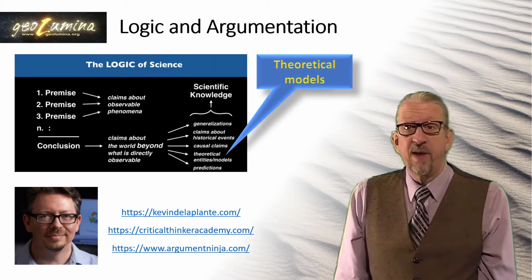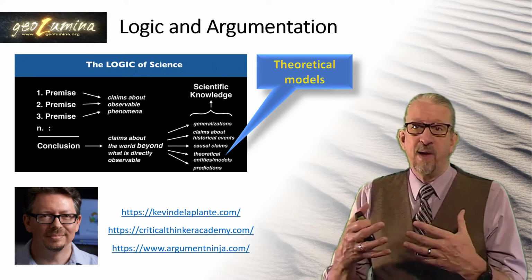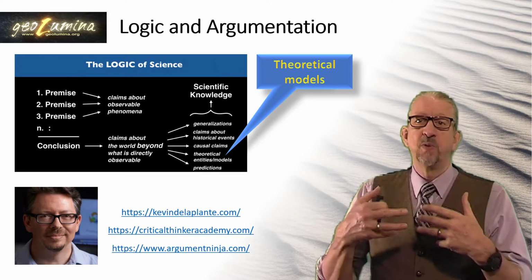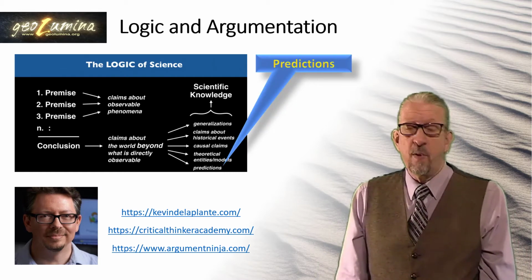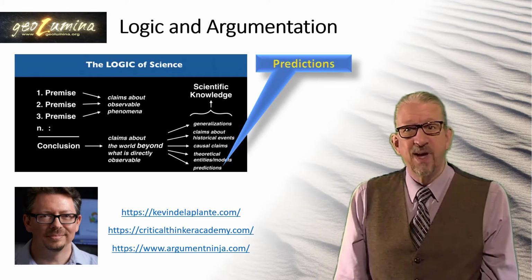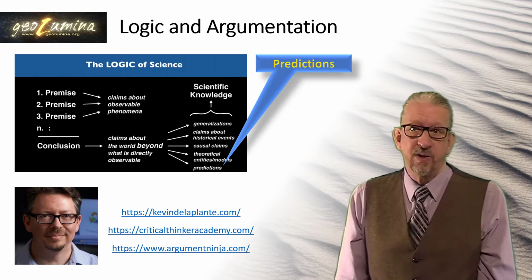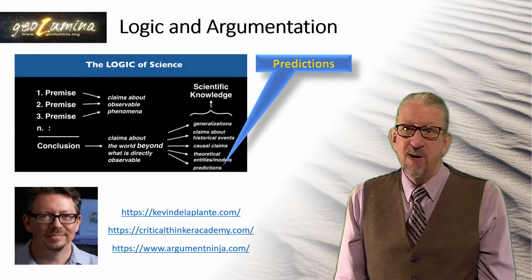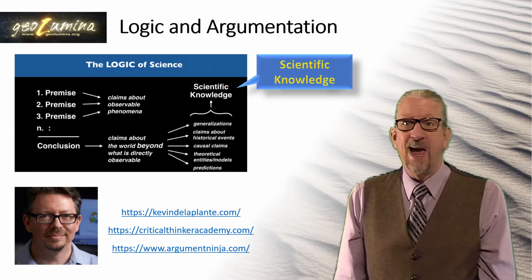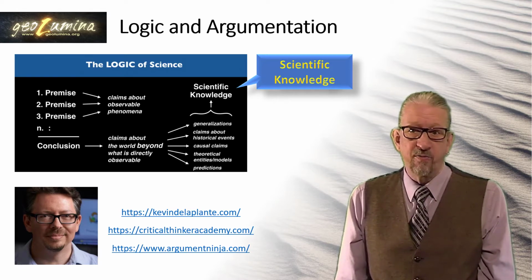And those are the theoretical models. So out of that argument, we may come up with a series of causal relationships which we build into a theoretical model from which we make predictions. And then we can go out into the world and test those predictions. So that is the logic of science. That's what we do in order to gather scientific knowledge and to learn about the world around us.